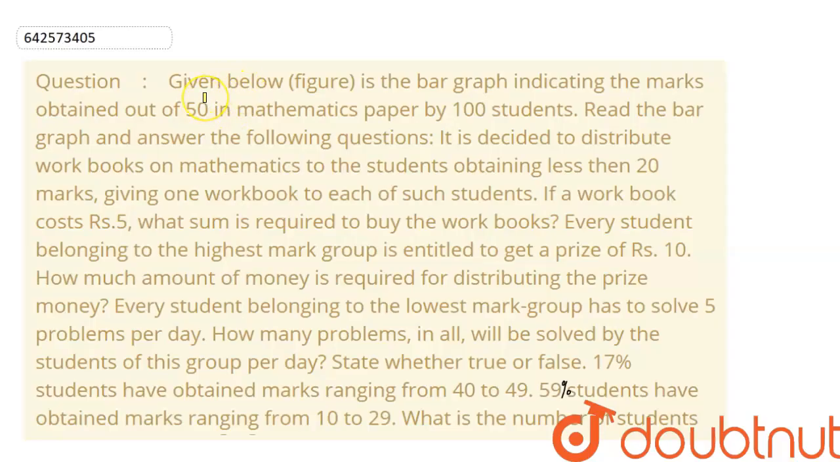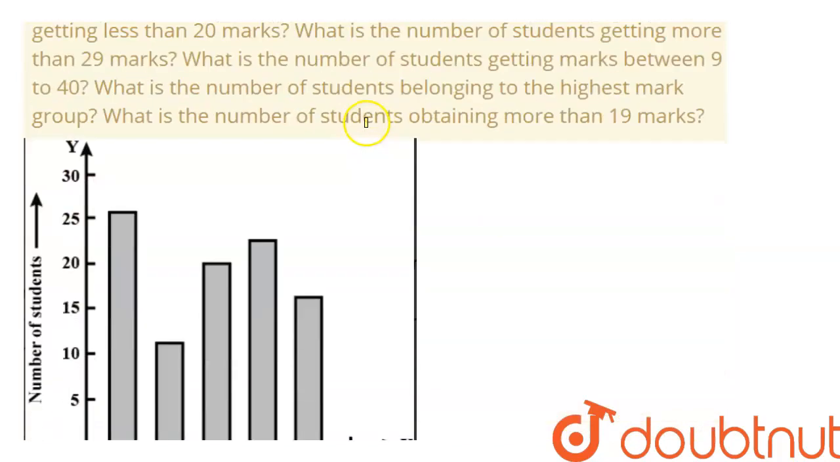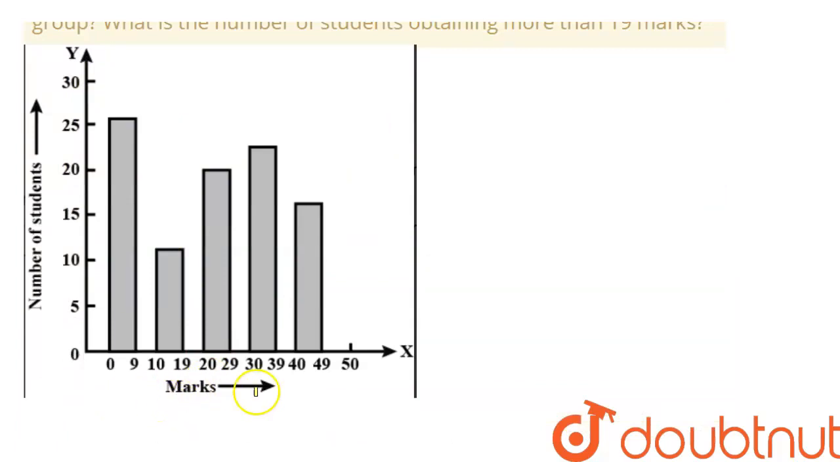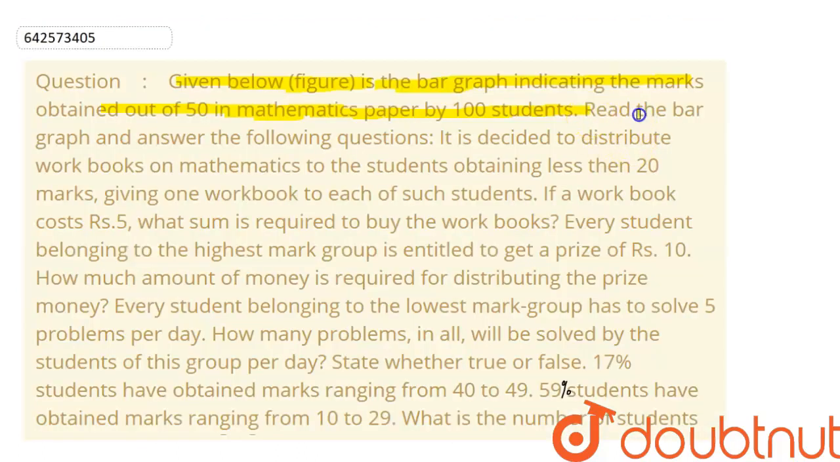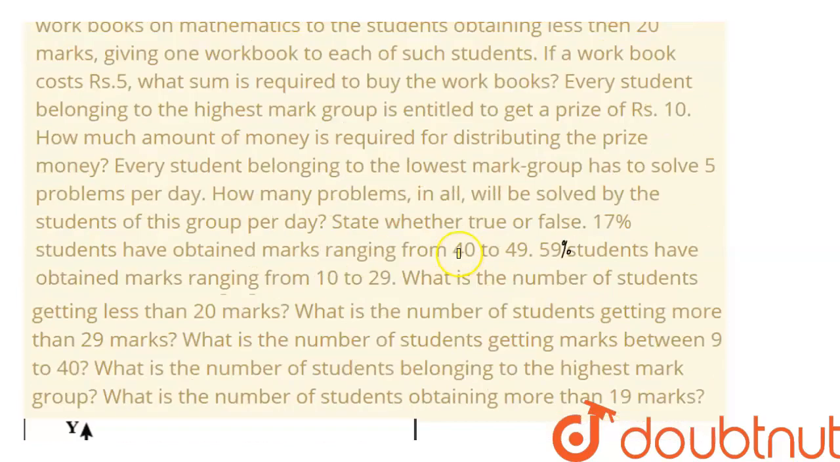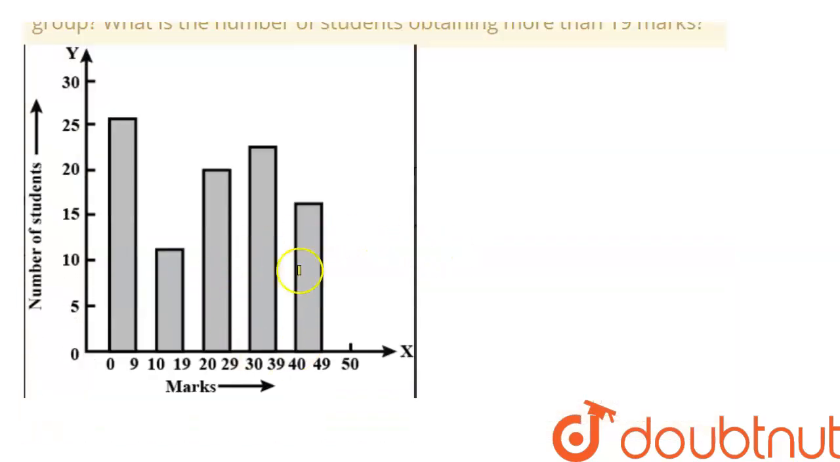Hello everyone. So today we are going to discuss one question on data handling. Here in this question, we are given a figure below, and that figure is of a bar graph which indicates the marks obtained out of 50 in a mathematics test by 100 students in a school. On the x-axis we are given the marks, and on the y-axis we are given the number of students who have got that number of marks. We need to read the bar graph given below, and after that we are going to answer the following questions.